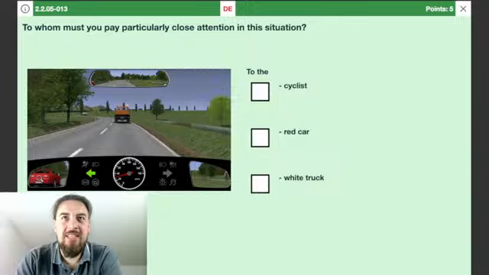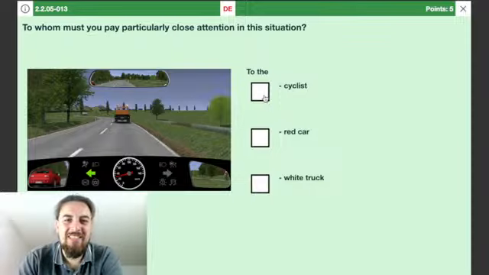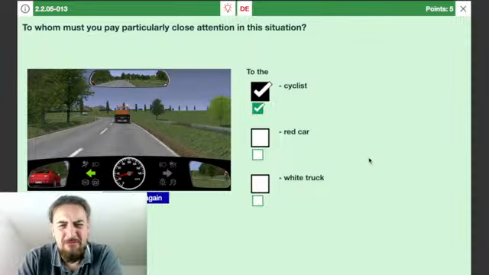Oh, there we can see the red car, for example, he just passed. All right, do you have an idea? The correct answer is the cyclist. And if you ask me right now, hey, why? Let's watch the film again.